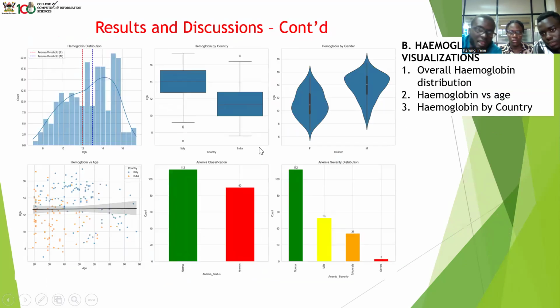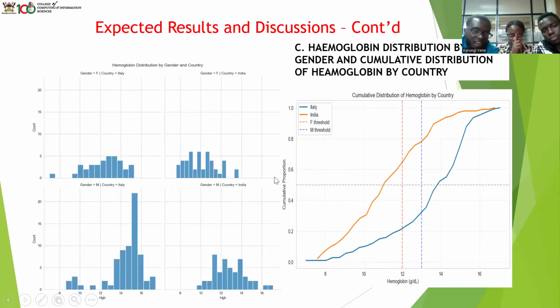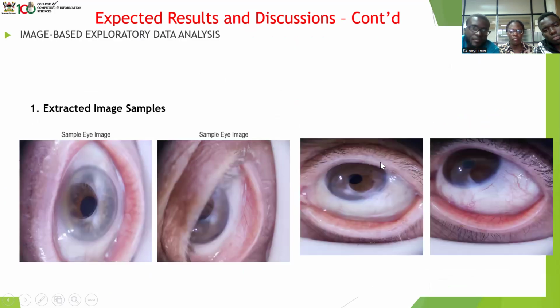Next, we also did the hemoglobin visualization. We saw the hemoglobin distribution among the different patients, and we also split them in terms of gender and age. We went further to categorize the hemoglobin variations in the bar graph based on country and gender: male Italy, male India, female Italy, female India. Then lastly, under hemoglobin analysis, we did a hemoglobin distribution for gender and found the geometric distribution as well, from the curve you see on your right-hand side here.